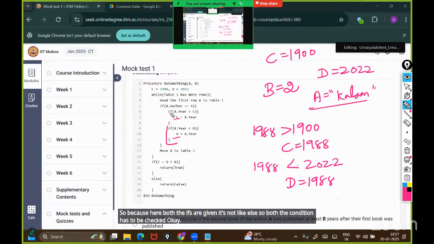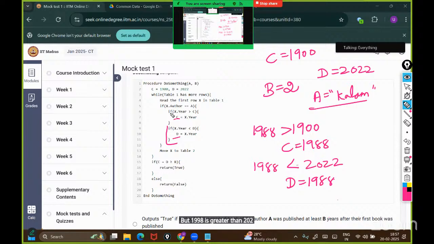But 1988 is greater than 2022, you wrote. How is 1988 greater? That's what I'm saying, you wrote it right. Less than. Comparing with 1900, this is greater. Okay, ma'am, I got this. Sign confusion, maybe it's a new year, old year, like that. We only need to check the number.